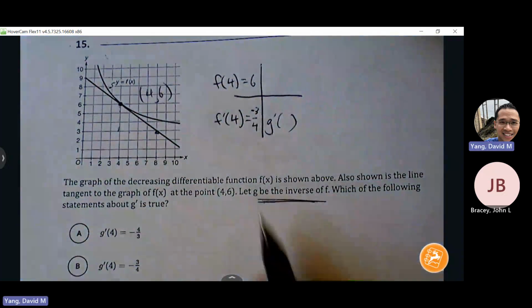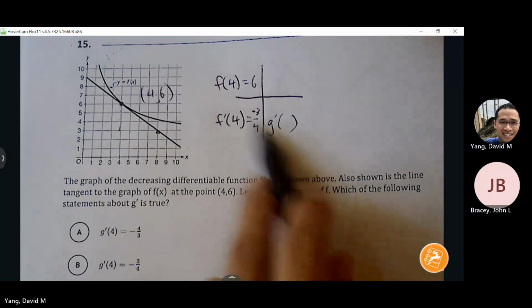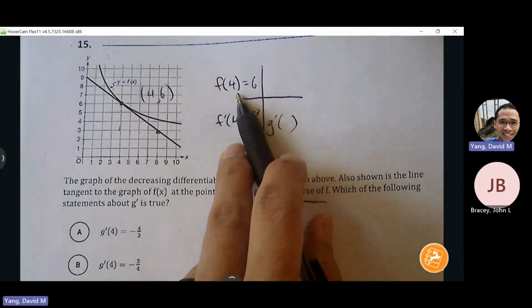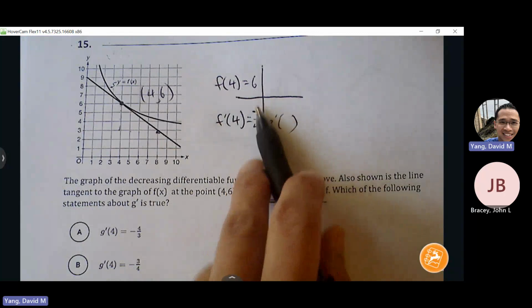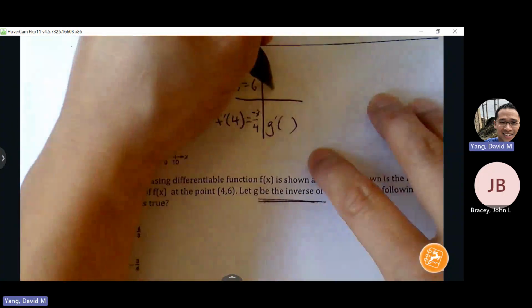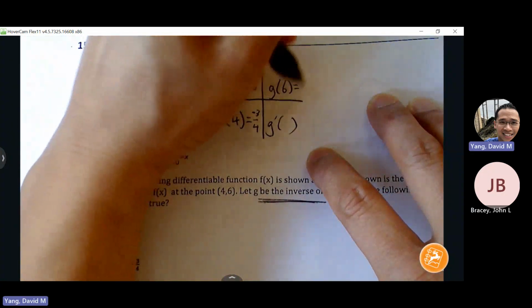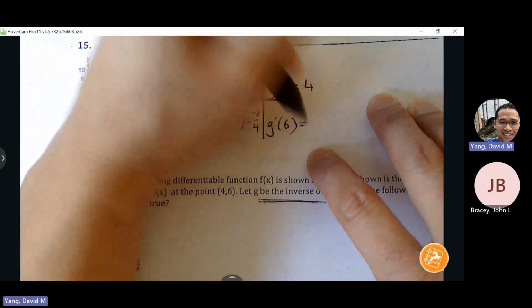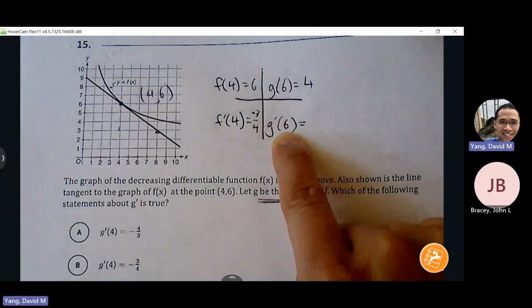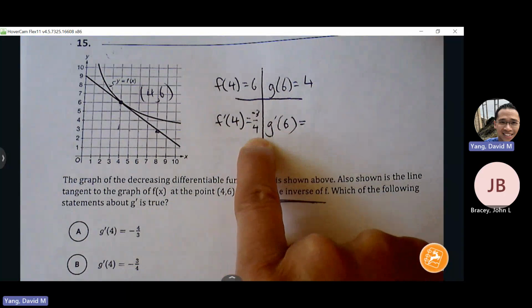And we learned about how the ordered pair for the inverse function is always going to be flipped. So instead of 4, 6, it'll be g of 6 equals 4. So therefore, the x value on the g side is 6, and the slope is going to be the reciprocal.